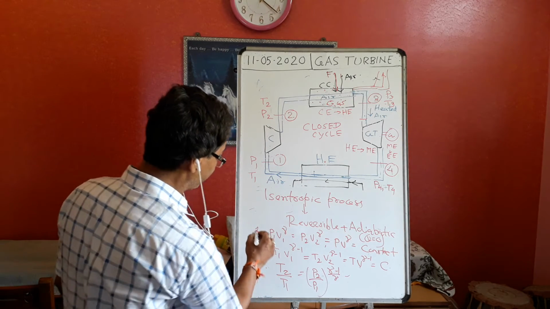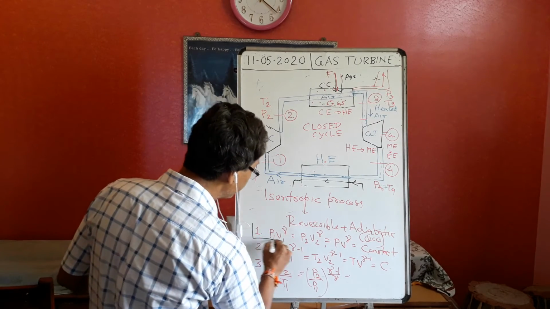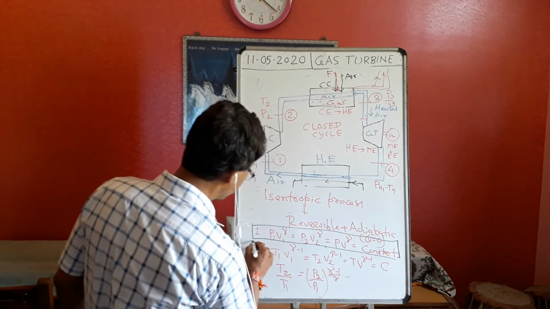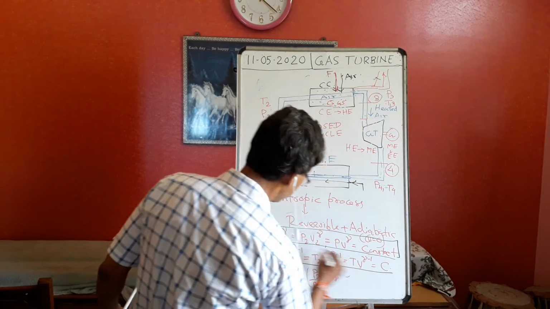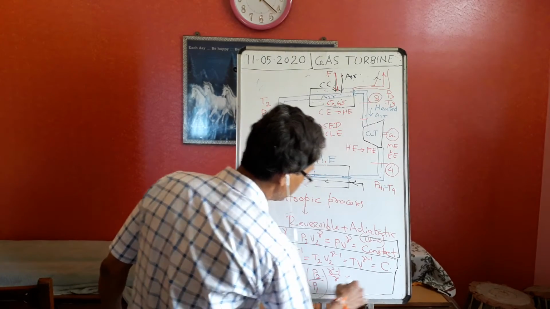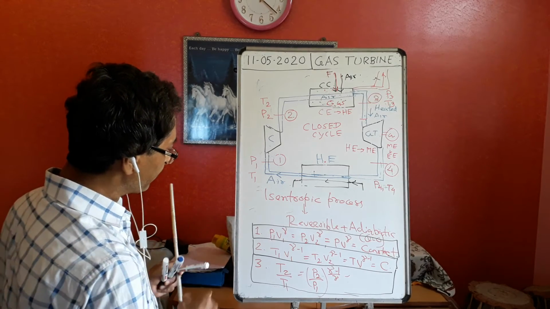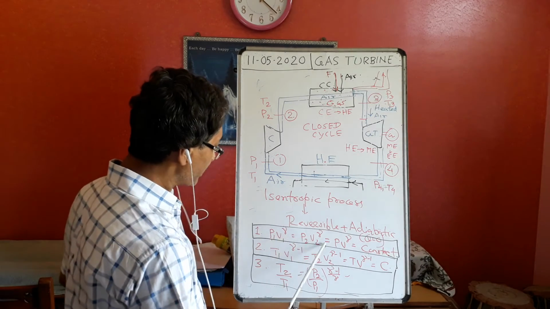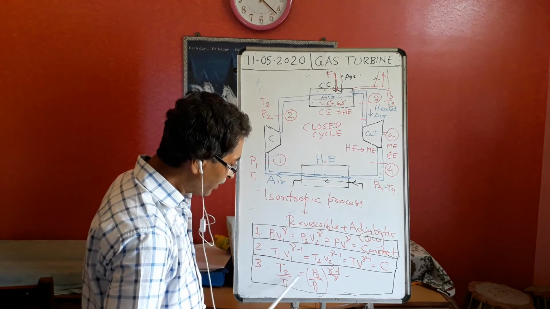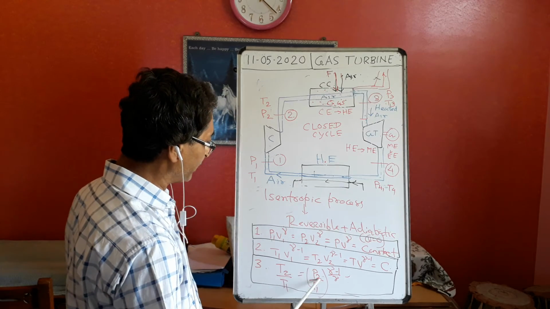So there are three formulas. Let me circle it. This is the first formula, this is the second, and this is the third. If it is isentropic, all three equations hold good, but here I will use the number 3 equation.